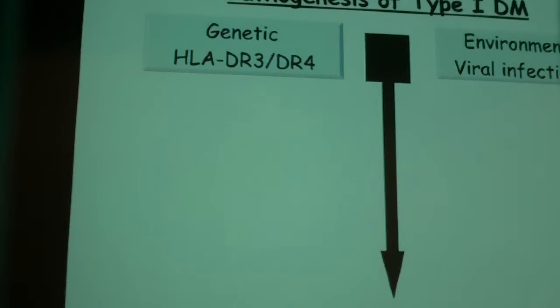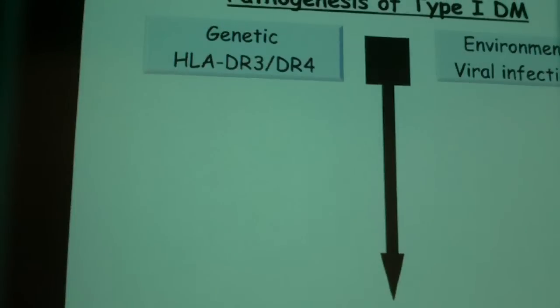Still, some things about pathogenesis. What is important and what are the differences between type 1 and 2? Are you all familiar with that? Or do you know what the differences are just between type 1 and 2? I see one person that is. The others not?